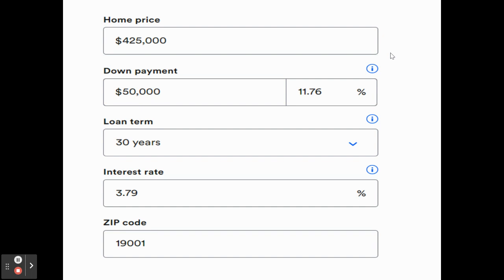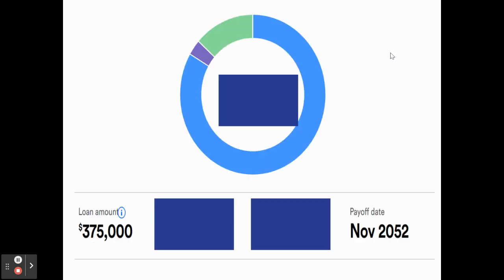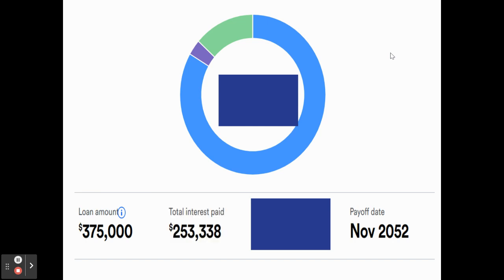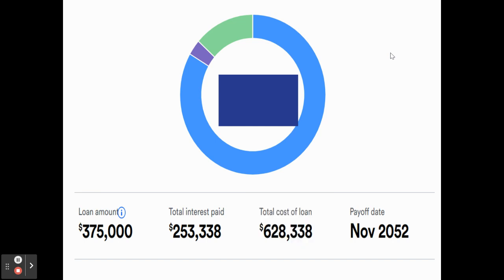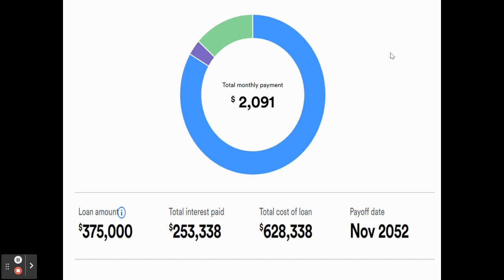So, based on these financial figures, this is how your payments would work out. You're borrowing $375,000 from the bank. You would basically be paying back $253,000 in interest for a grand total of $628,000. So you're paying back the 375, but for the right to borrow the 375 at that interest rate, you're having to pay back $253,000 over those 30 years. That basically breaks down to about a monthly payment of $2,100 a month for 30 years, right?